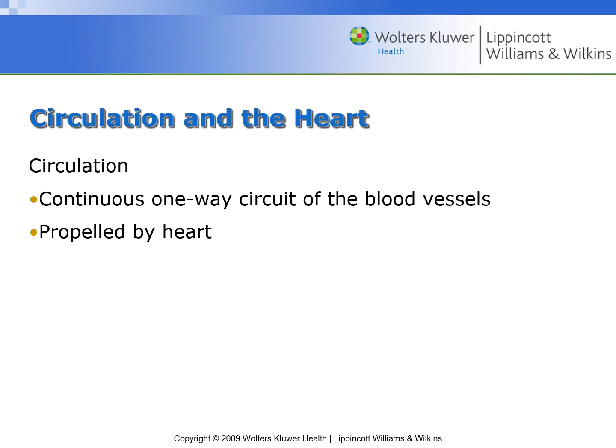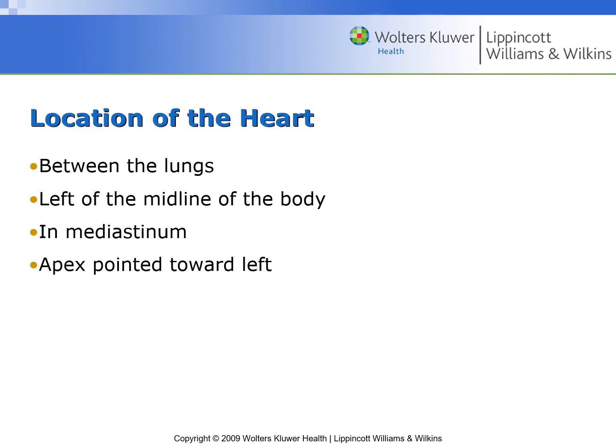Okay, so in terms of the circulation on the heart, how does it occur within the human body? Well, it's a continuous one-way circuit, and the propulsion of the blood is facilitated through the actions of the heart. The heart itself is located between the lungs, left of the midline, in an area known as the mediastinum. The apex is always pointed towards the left, and this is very important because sometimes when you get diagrams and you see a heart indicated, you can always tell anatomically which side is the left side and which is the right side by looking to see the apex of the heart. What direction is it pointing towards? It always points towards the left side. So that is something that is very important.